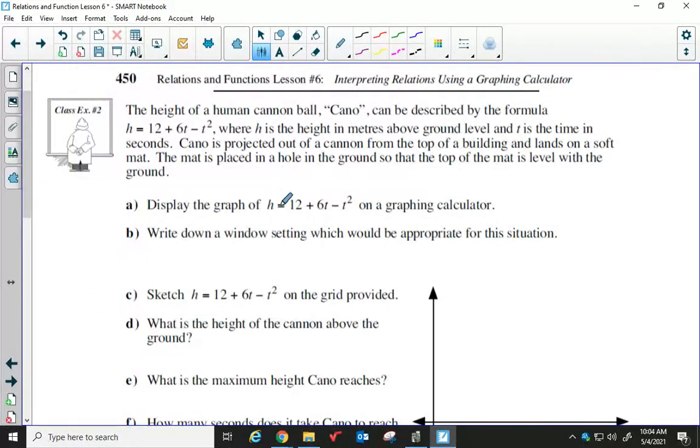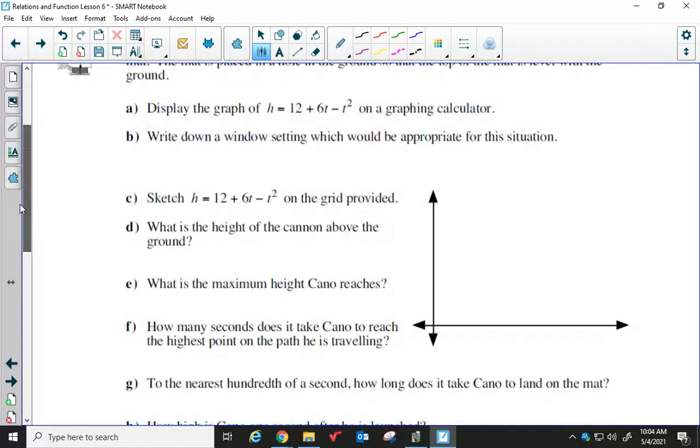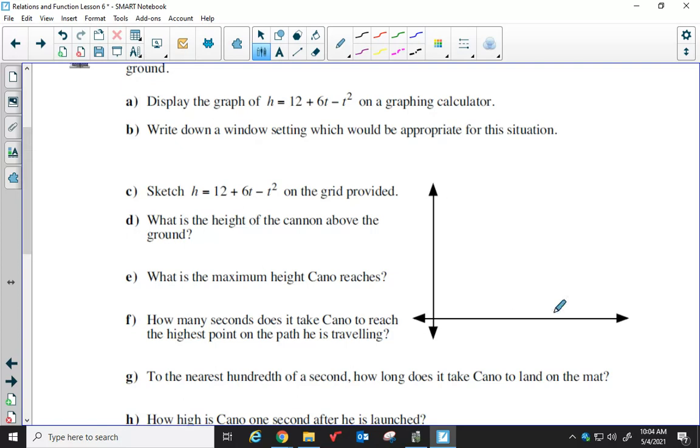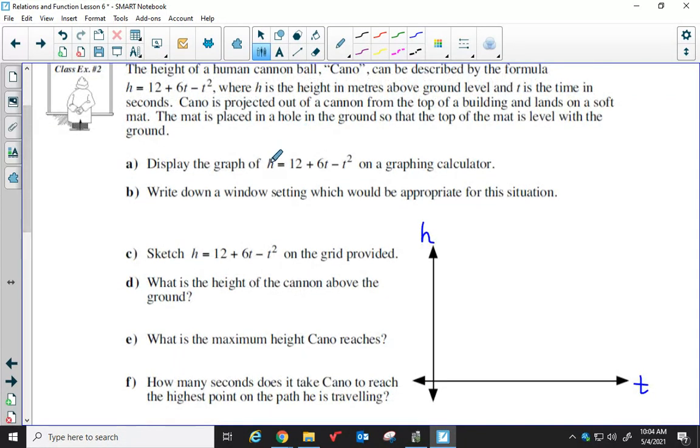Okay, so let's actually label the graph first. Your independent variable will once again be time, and your dependent variable would be the height. So we'll put time on the x-axis and height on the vertical axis. If I'm going to plug this into my calculator, instead of h, we're going to use y1. So I'm going to have y1 is equal to 12 plus 6, instead of t we're going to write x, minus x squared.